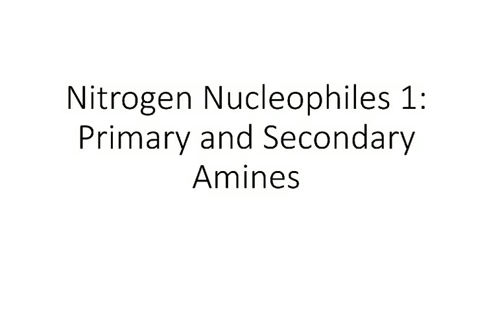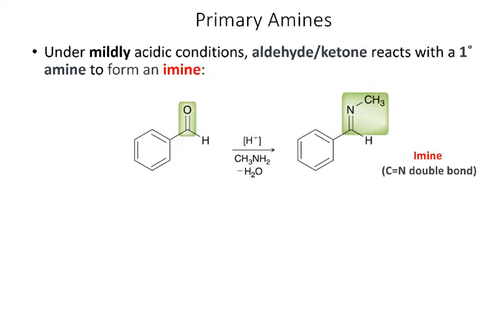All right, we've spent the last several videos talking about oxygen nucleophiles. Now we're going to move on to nitrogen nucleophiles. So under mildly acidic conditions, and I bolded mildly because we're going to talk about how important the pH is for these reactions a little bit, an aldehyde or ketone can react with a primary amine to form what's called an imine. So we have to be careful with our pronunciations. We have amines and imines. And an imine is characterized by a carbon-nitrogen double bond that's part of a larger organic molecule.